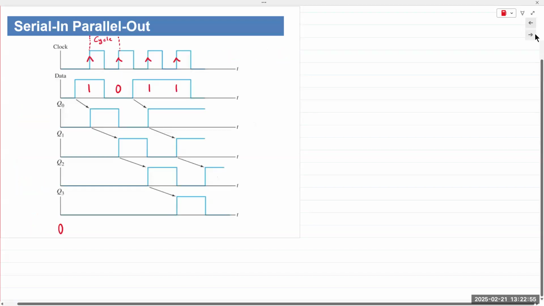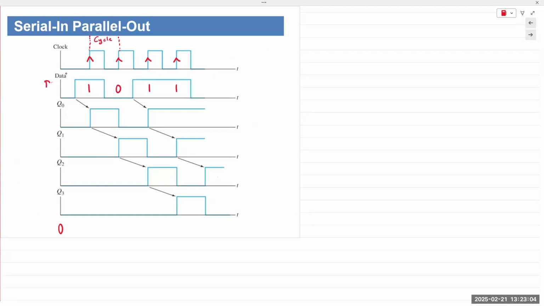All right. So 1011. This data input is basically going to D0, flip-flop 0. That is then fed as input to Q0. So Q0 is D1. Q0 and D1 are connected together. Then output Q1 is fed as input to D2. So Q1, D2, and that goes to Q2. And thus we receive Q3. Okay.